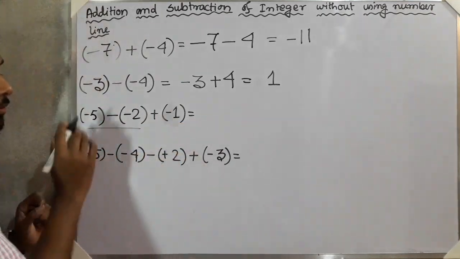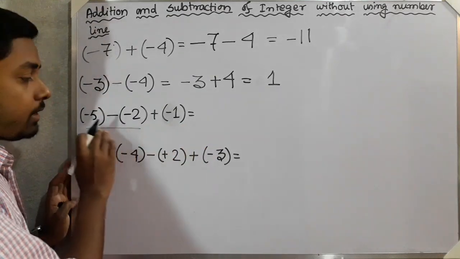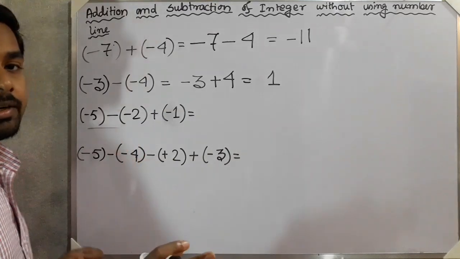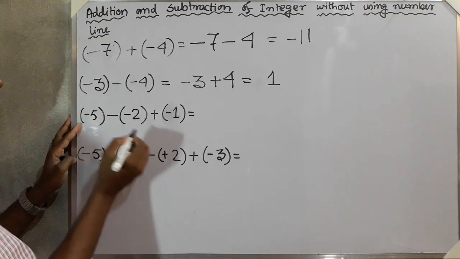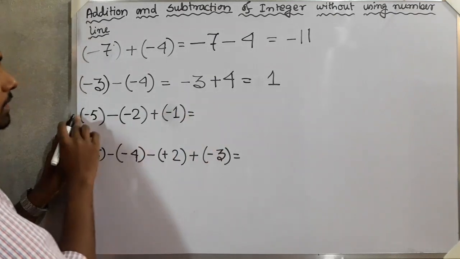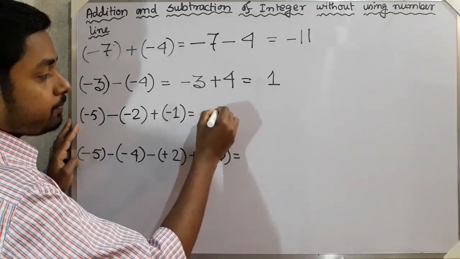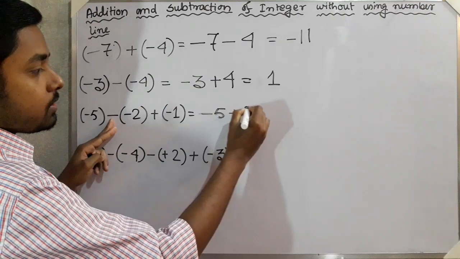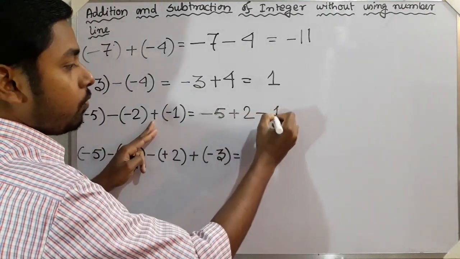So first of all, what do I have to do? We have to remove all the brackets. We can remove all the brackets together, it's no problem, but we will not calculate together. So first of all, remove all the brackets. Here before minus 5, no sign, that means plus. So plus into minus equals minus 5. Then minus into minus is plus 2, then plus into minus is minus 1.